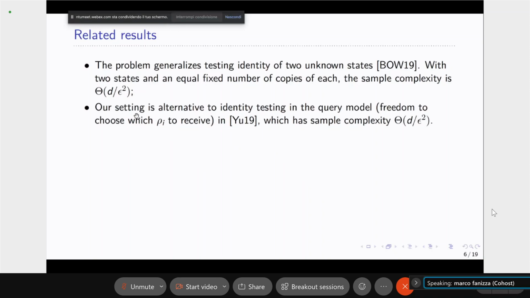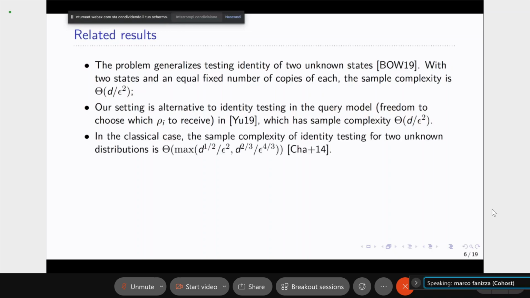There is another paper about testing identity of a collection of quantum states which deals with the query model, where one has the freedom to choose which rho_i to receive. And our setting is alternative to that. In the query model, the sample complexity is again d over epsilon squared.